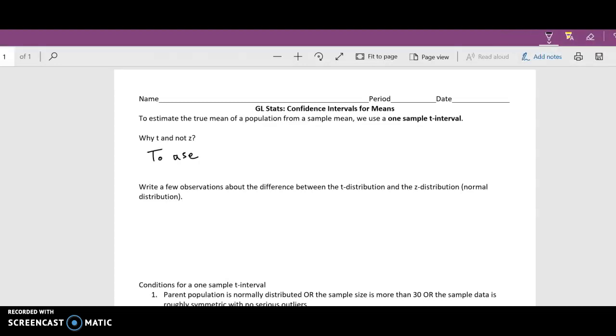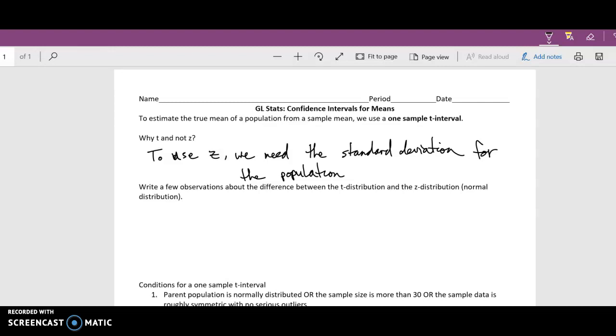To use z, we need the standard deviation for the population. Now, most of the time we don't have that. Okay.